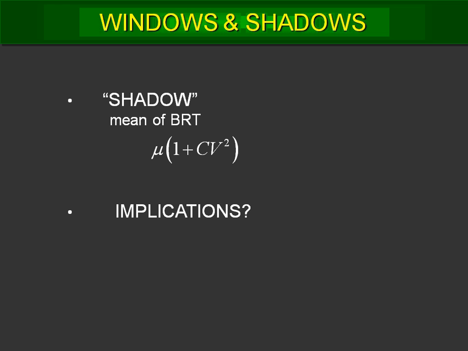Now, the shadow is the mean of the backward recurrence time of these window distributions, and it can be shown that it just involves the mean window time and the coefficient of variation. Basically, the tail of the distribution comes into play here. And the shadow gets bigger as the mean gets bigger, and also as the coefficient of variation gets bigger. It's the coefficient of variation of the window period distribution.